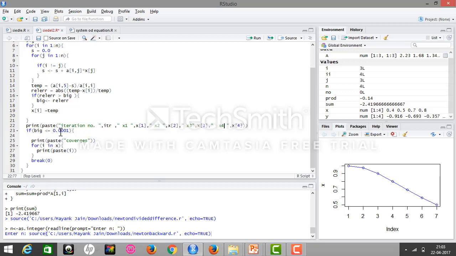So if big is less than or equal to 0.001, then it should paste converged and paste the value of x, that is the final answer. So we just source it.